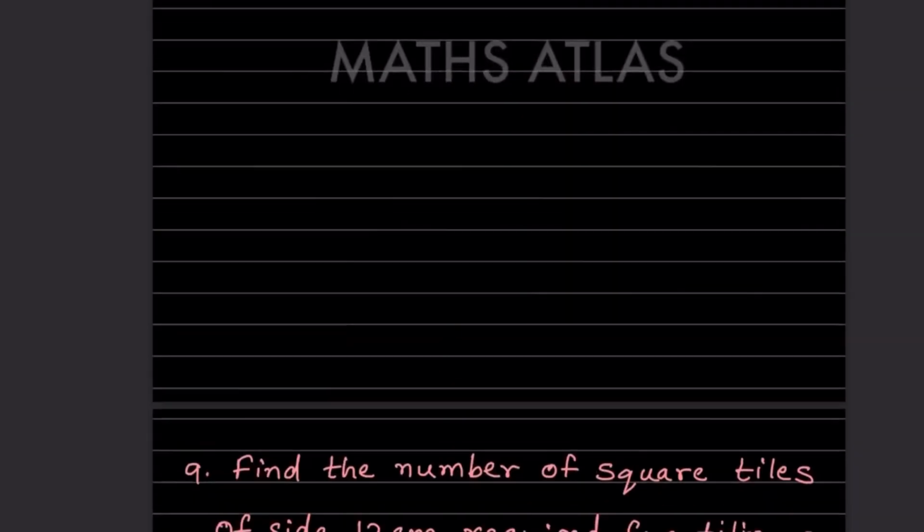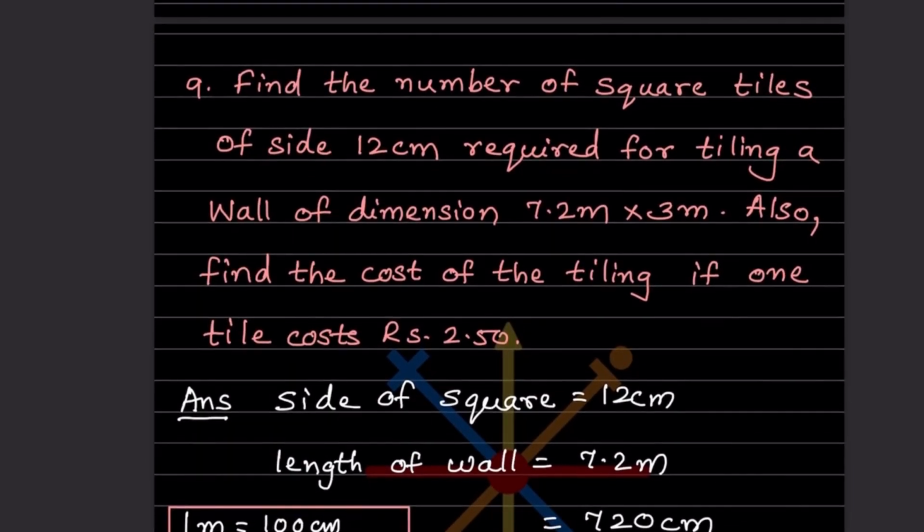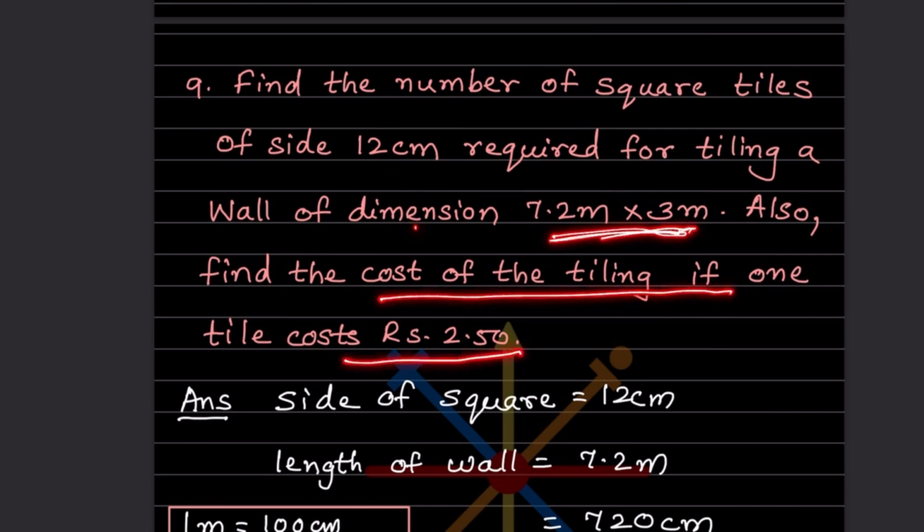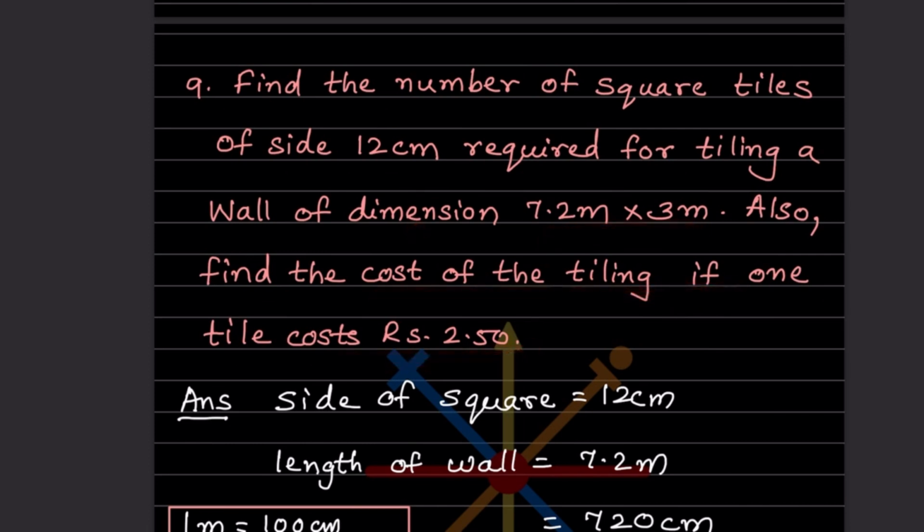Next one, find the number of square tiles of side 12 cm required for tiling a wall of dimension 7.2 meter into 3 meter. Also find the cost of the tiling if one tile costs rupees 2.50. So now see here, they said that square tiles are there, and the side is given as 12 centimeter. For tiling a wall, these dimensions are given: 7.2 in meter, and 3 also in meter. First we will write side of square, which is 12 centimeter. This is the length and this is the breadth, right?